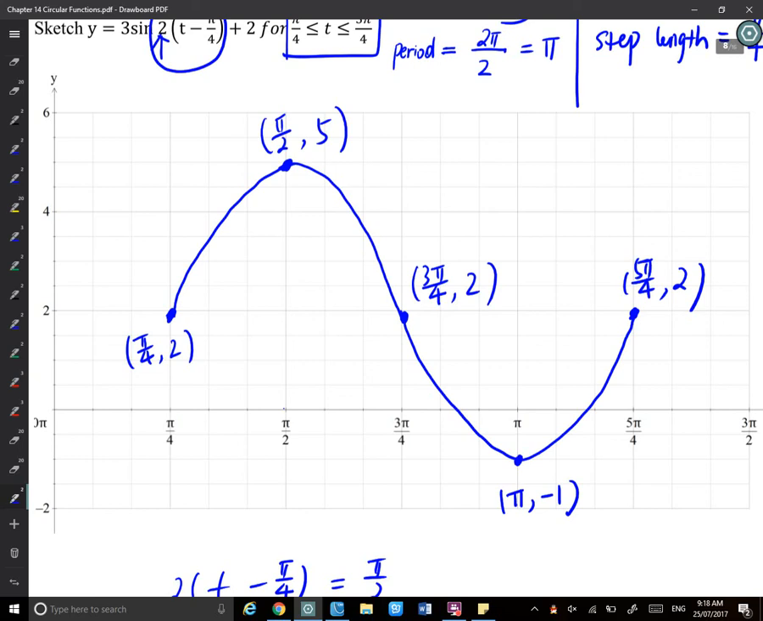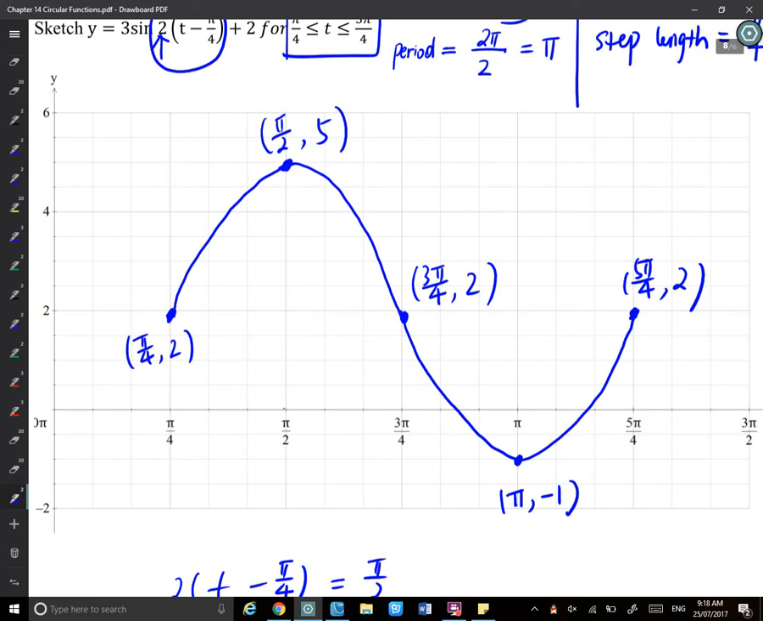So that's how we sketch a sine graph. I haven't taught you how to sketch cosine yet. Let's just focus on sine. I'll go through cosine next lesson. Cosine will be a really easy change.